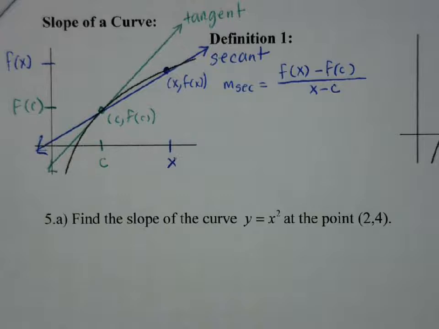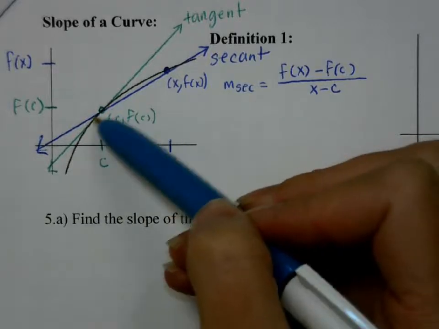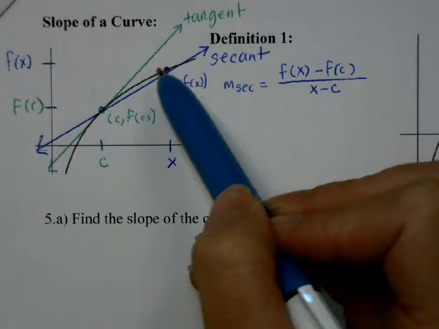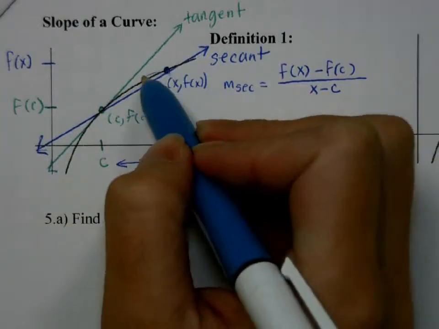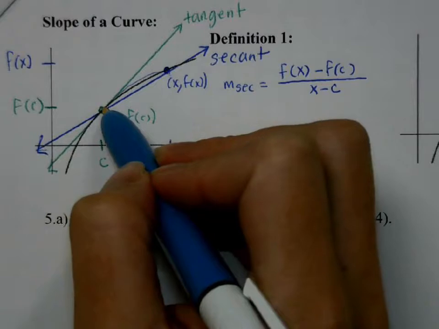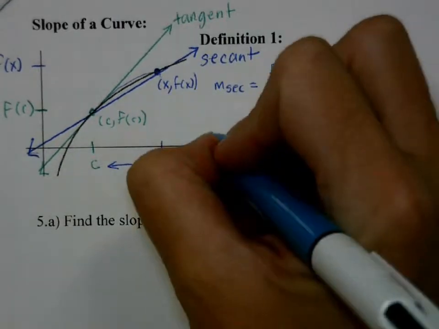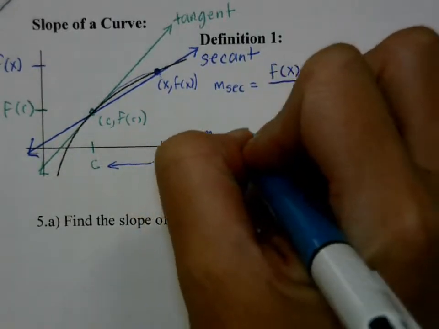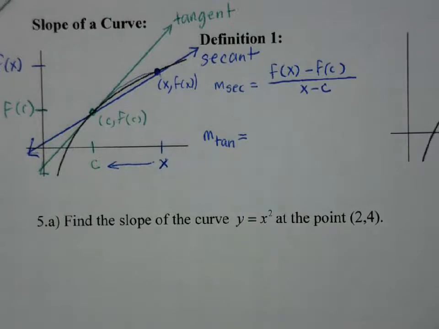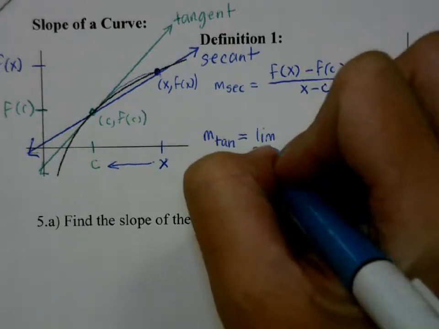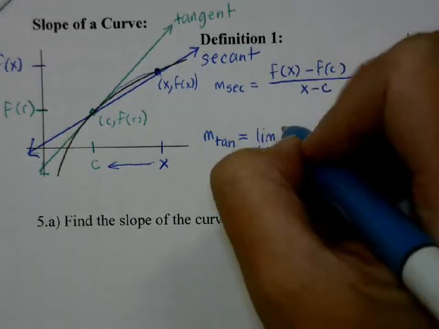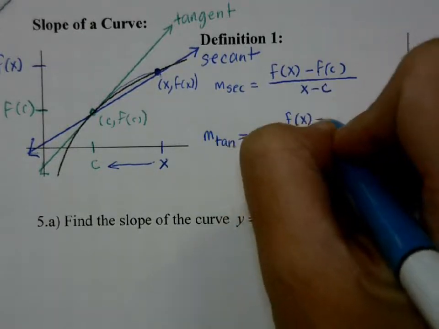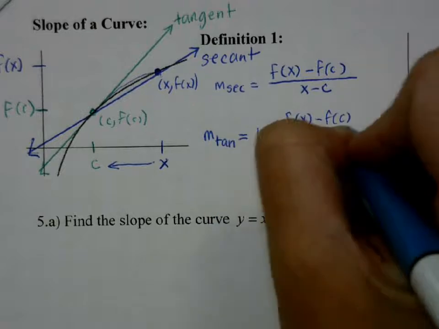Okay, the slope of the tangent line is here. So what we're going to do, I can find this slope, is I want this x to move as close as possible to that c. Well, the tool we have to do that is limits. So the slope of the tangent line is going to be the limit as x goes really, really close to c of the slope of the secant line. So that's our first definition.